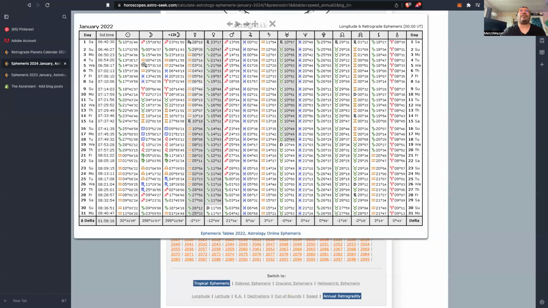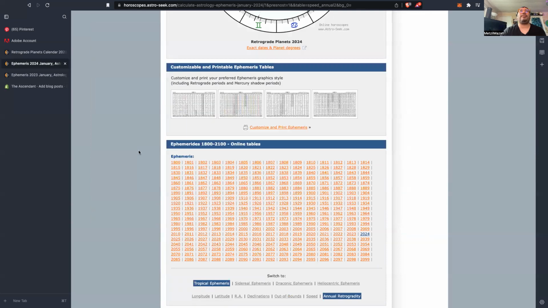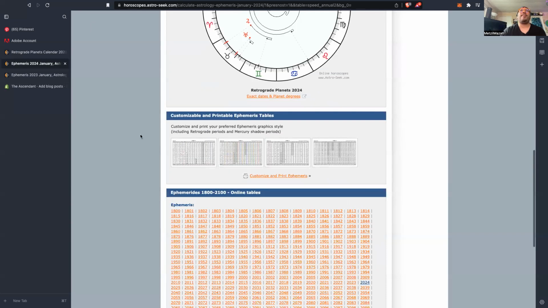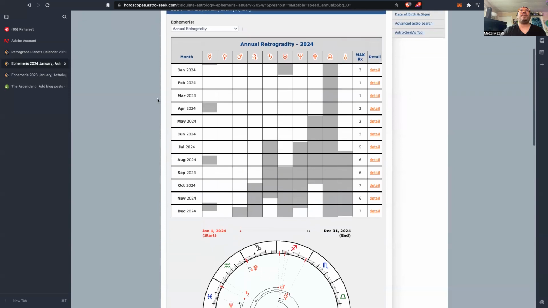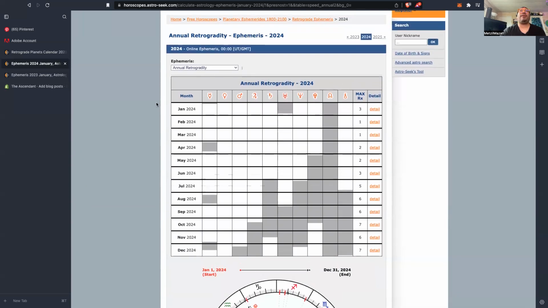That just has January. I guess we have to customize to get the rest of the months. But let's go back here and let's talk about these planets. First, let's just go through 2024.